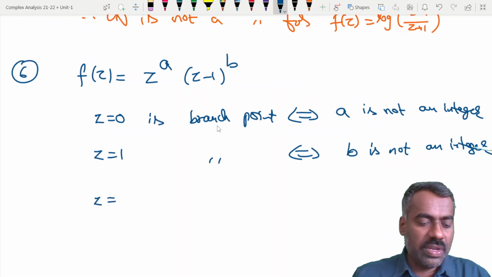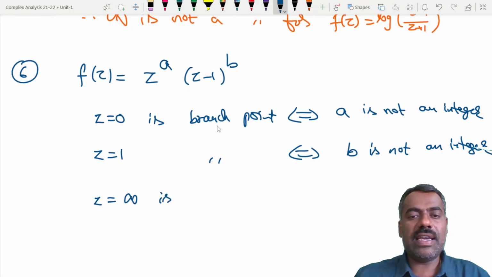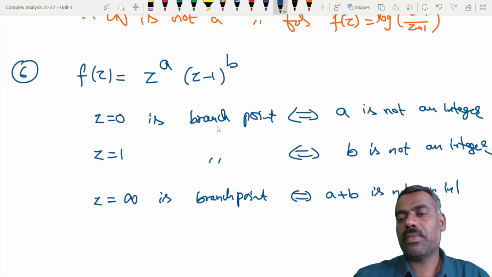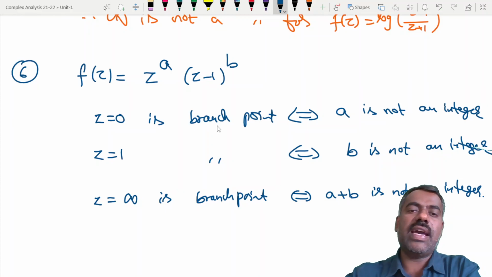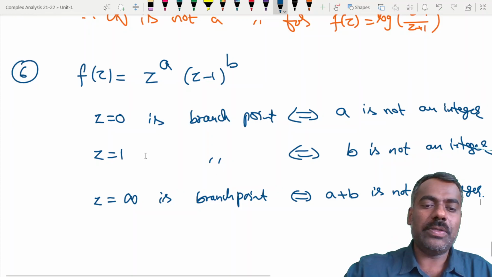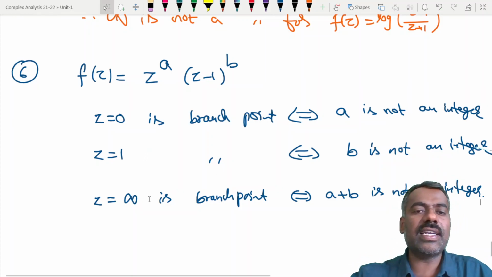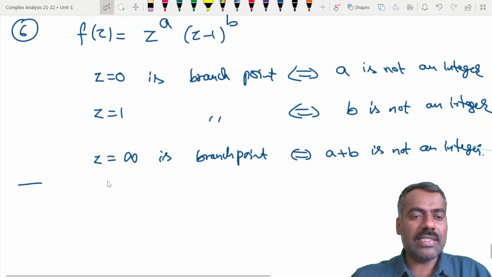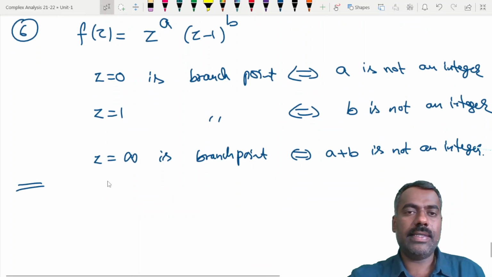Now z equal to infinity is a branch point if and only if a plus b is not an integer. If their sum is an integer, then it is not a branch point. If it is not an integer, then you can easily check that it is a branch point. These are all different examples of branch points and branch cuts.